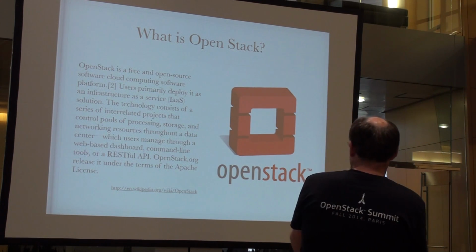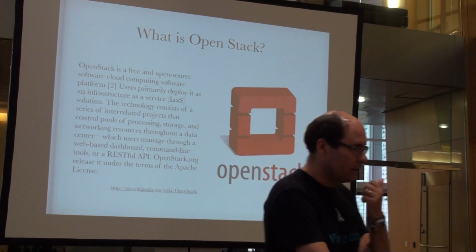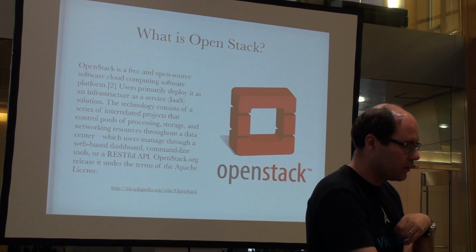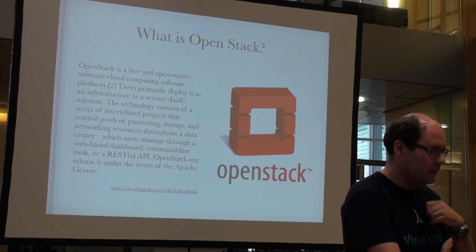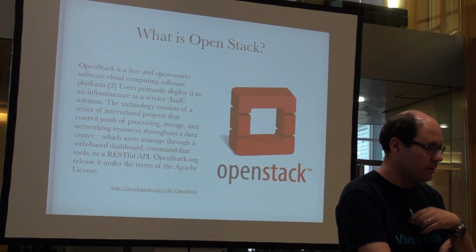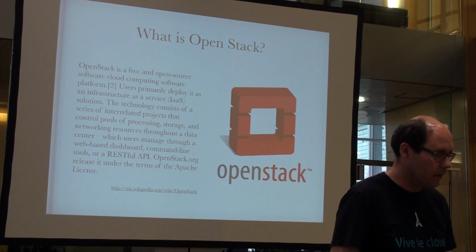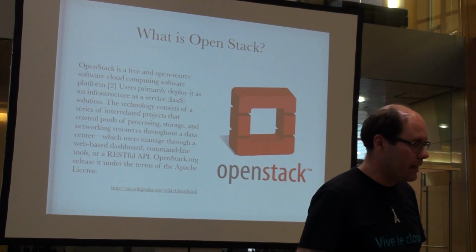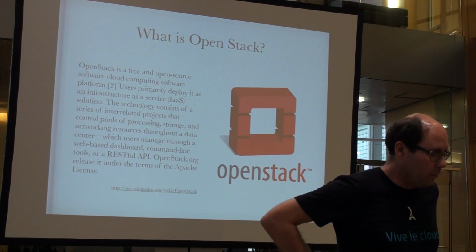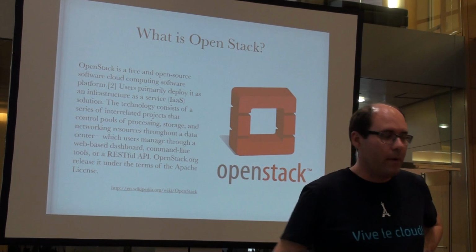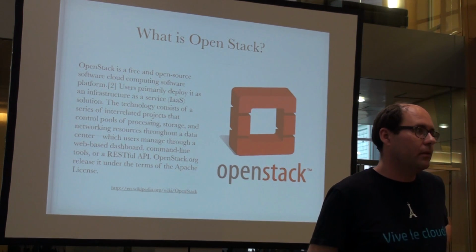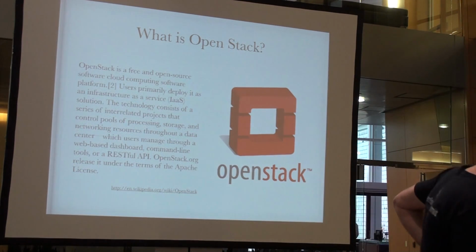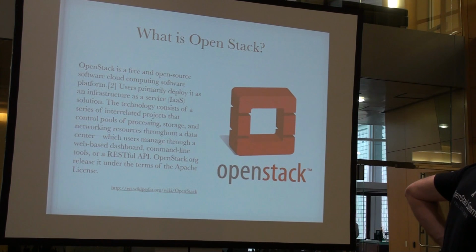And what is it? It's on the Wikipedia page. It's free and open source cloud computing software. And as I said, it's mostly infrastructure as a service. It's a set of technology-related projects. They control everything: processing, storage, networking. And then they have a web-based dashboard, a command line, and RESTful APIs, so you can script things. OpenStack releases everything under the Apache license, so all the projects are under the Apache license. You can use them, you don't have to pay anybody money, and all this stuff.